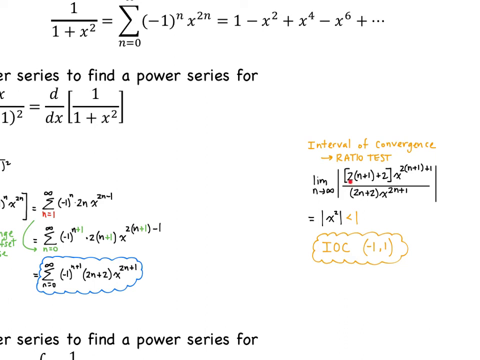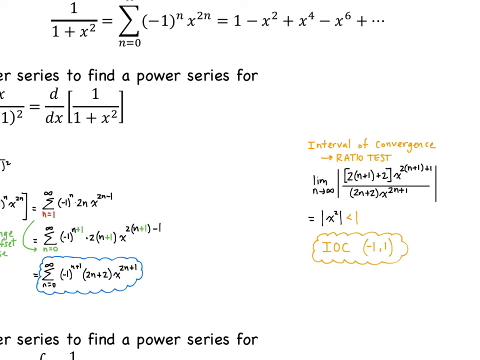Remember, it's 2 times n plus 1 plus 2 over 2n plus 2, x to the 2 times n plus 1 over x to the 2n plus 1. So this is just setting up the ratio test. When all is said and done, we're going to get the absolute value of x squared has to be less than 1. Going through that, we get our interval of convergence to be negative 1 to 1, non-inclusive.